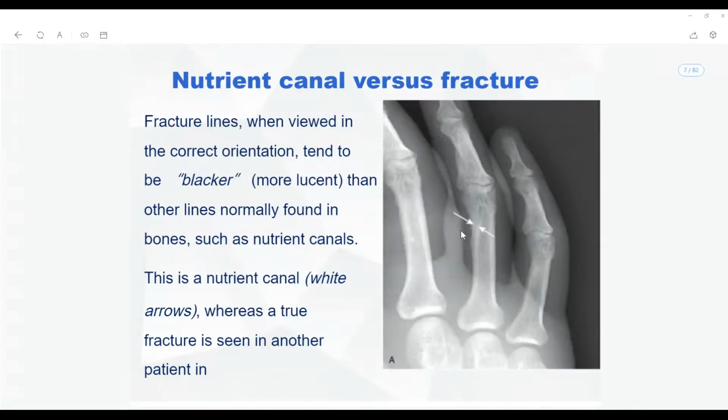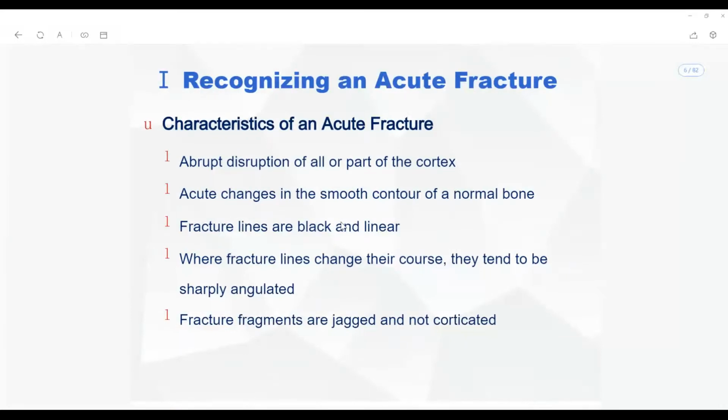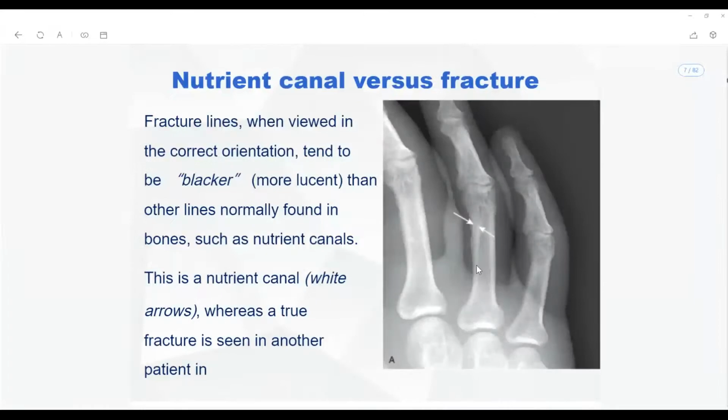You see here, the nutrient canal will not have a discontinuity of the cortex. The cortex keeps continuous on the other sides, and there will be no other secondary signs of a fracture, just what we saw in this slide. So a nutrient canal generally will not have a disruption of the cortex, there will be better orientation of the cortex, and all other structures remain intact. By that you can understand it is a nutrient canal.